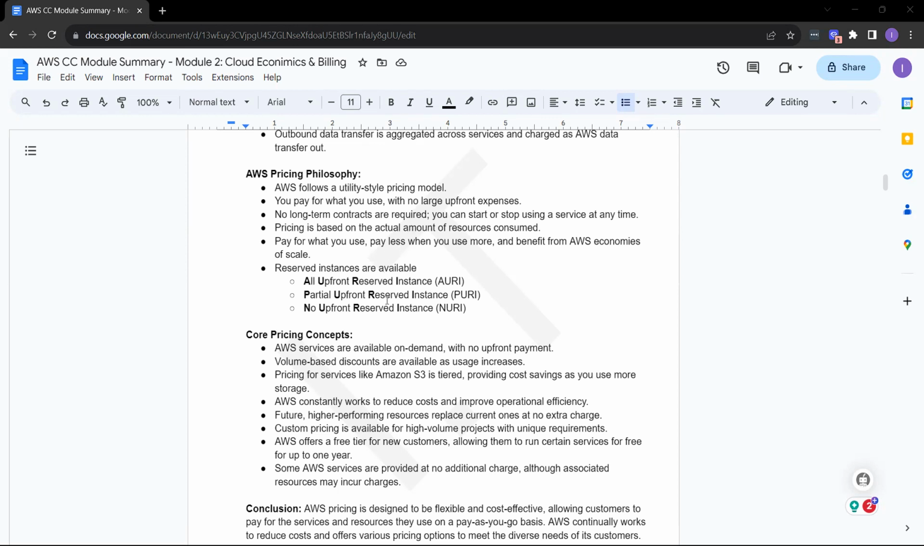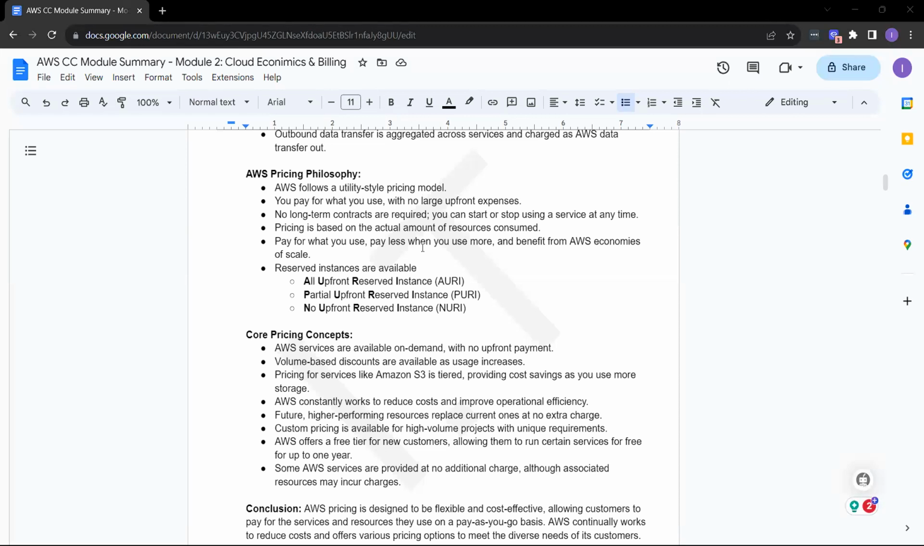The partial upfront, you pay part of it, and then the rest of it is also calculated at a discounted hourly rate. For no upfront, even though you have reserved, you don't pay anything, but the cost is still calculated at a reduced or discounted cost. You don't need any long-term contract, and your pricing is also dependent on the amount of resources that you used and when you use it.